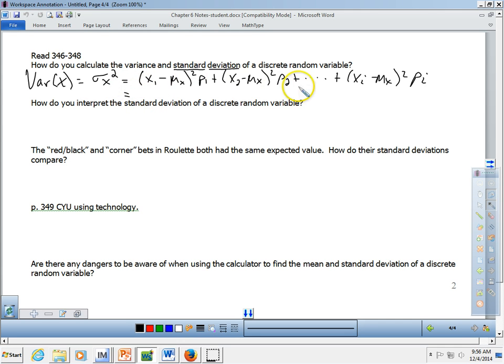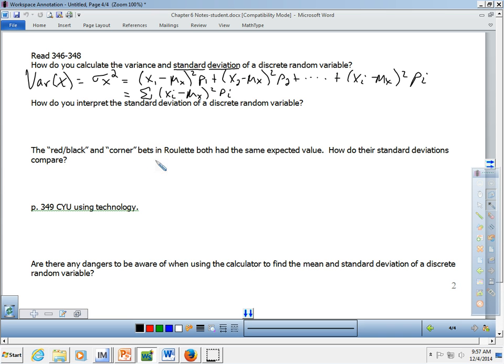And we can shorten this notation by just talking about the sum, the sigma of x sub i minus mu sub x, squared, times p sub i, right? Which again just tells us that for each value of your random variable, you're going to subtract the mean, square that difference, and then multiply it by its corresponding probability to get that average, okay? So that's how you do variance. And then, like we said before, for standard deviation, we just square root the variance, okay?